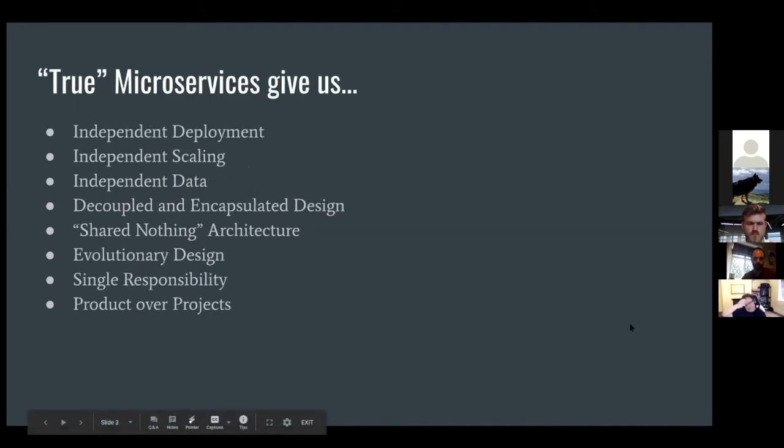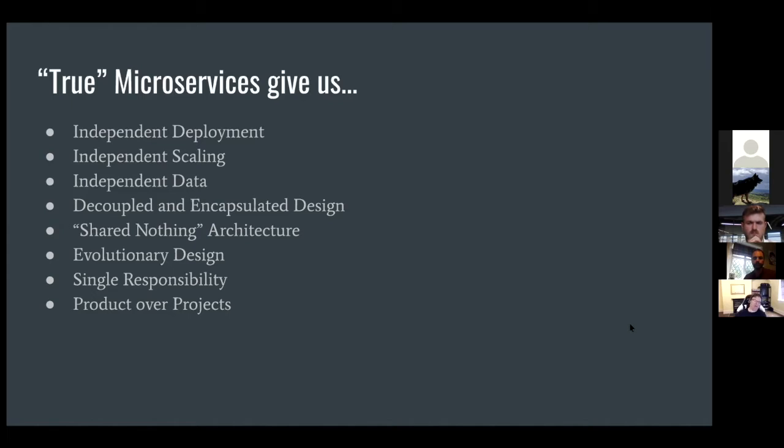So true microservices. On the strength side, it gives you independent deployment. You can take bits of your system in and out of service and deploy them completely independently without any coupling. We have independent scaling, which means you can size up and size down individual parts of your service ecosystem to meet demands. You don't have to scale your entire estate at once, just the parts that need to be scaled.